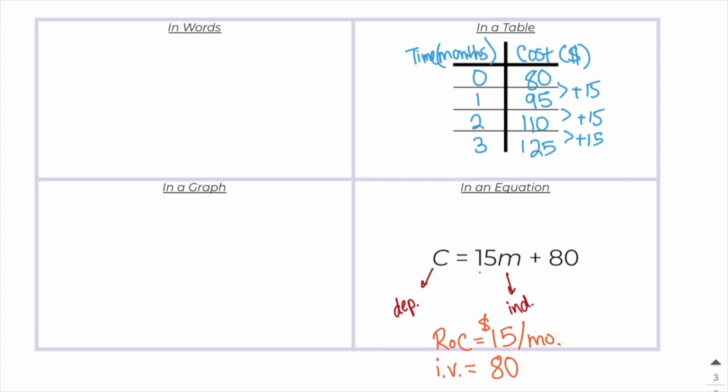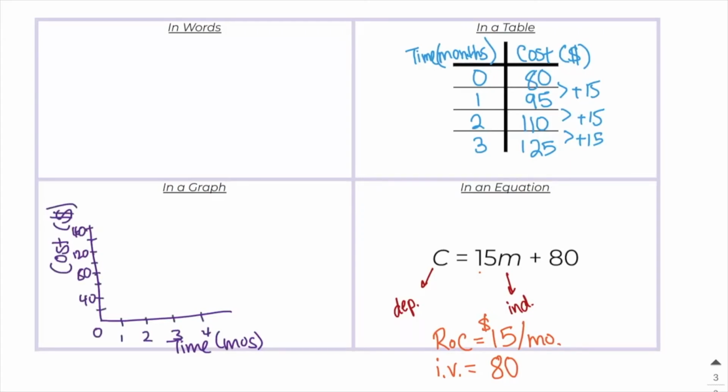Here, to do our graph, we have our time here in months. We have our cost here in dollars. So when I do my graph, I know that the initial cost will be $80. So right here, this is the initial cost. After 1 month, we'll be at $95. 95 right here. After 2 months, it'll be 110. After 3 months, it'll be 125. Okay, so looking at this here, this is what my graph is going to look like right here.